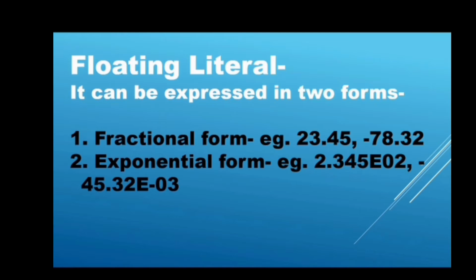Floating literal. Floating literals are the numbers with a decimal point. They can also be positive as well as negative. They are expressed in 2 forms. One is the fractional form, that is the normal number that is written with a decimal point, and another is an exponential form which contains the letter E. The part written before E is known as the mantissa and the part written after E is known as the exponent. For example, 2.345E02. Here 2.345 is the mantissa and 02 is the exponent.